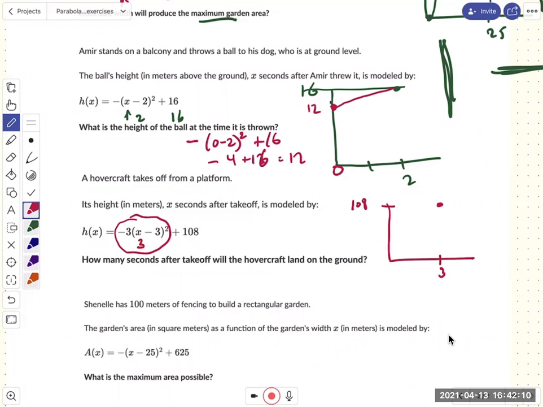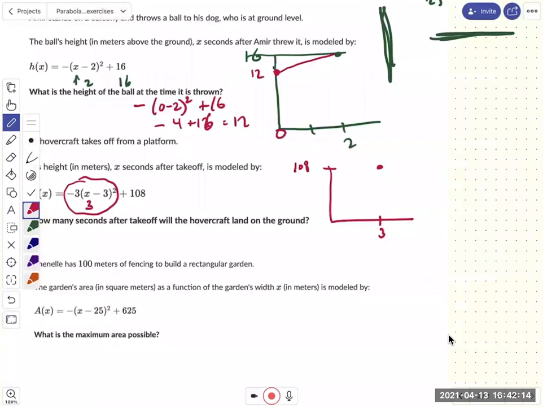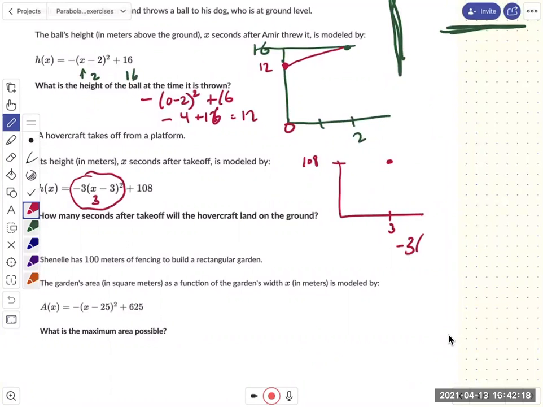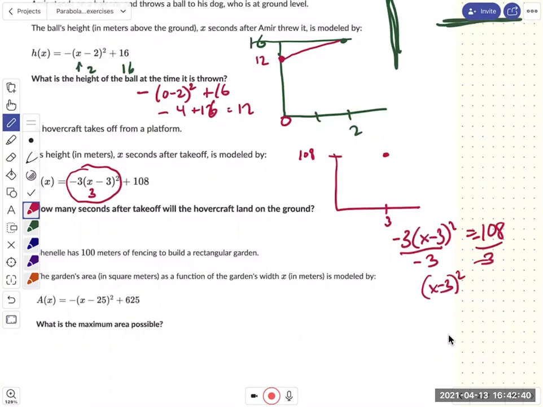So when will it land on the ground? Okay, so to do that, we have to solve it. So we say minus 3 times x minus 3 squared equals... Negative 108, so I had minus 108 on the other side. Divided by minus 3, we get x minus 3 squared equals 108.